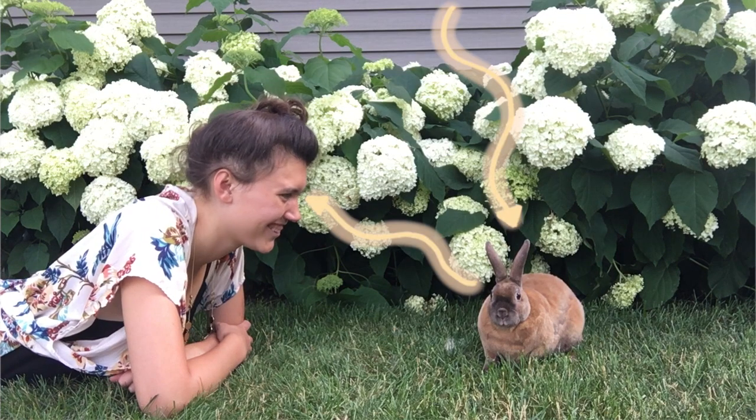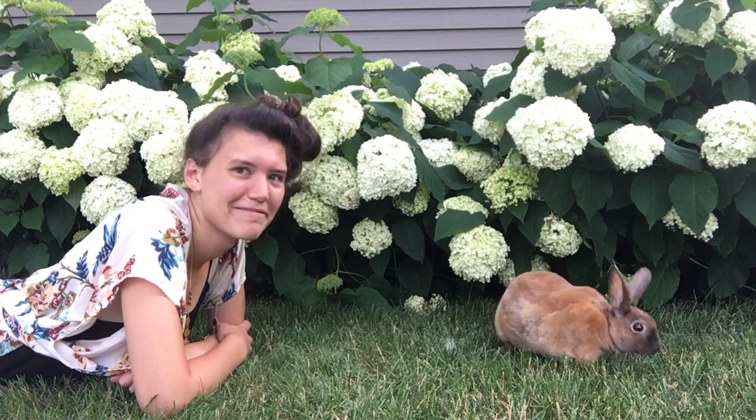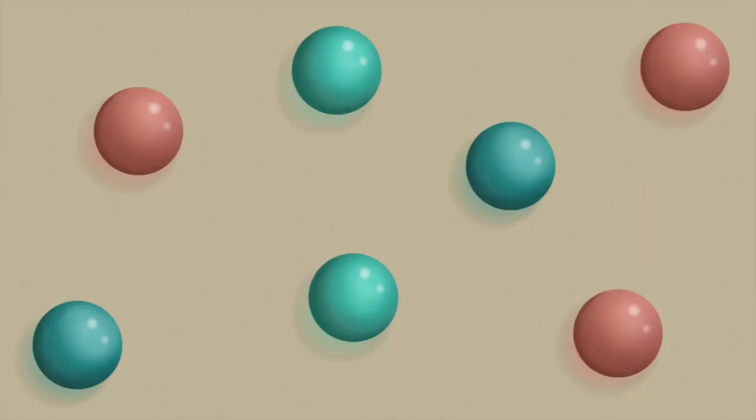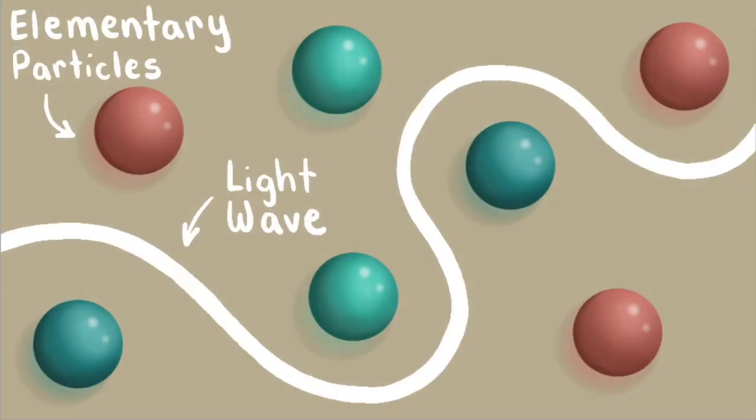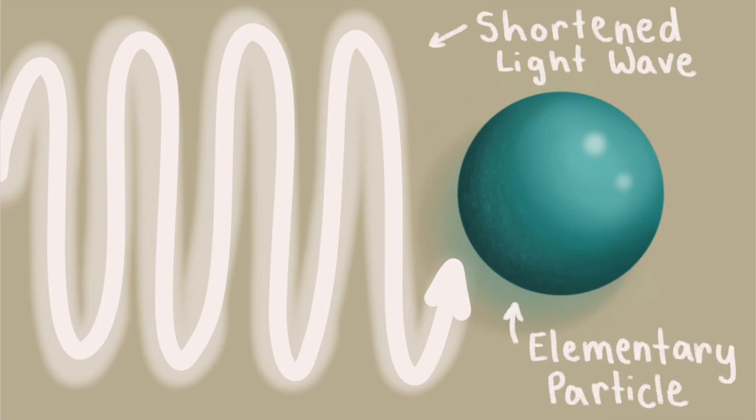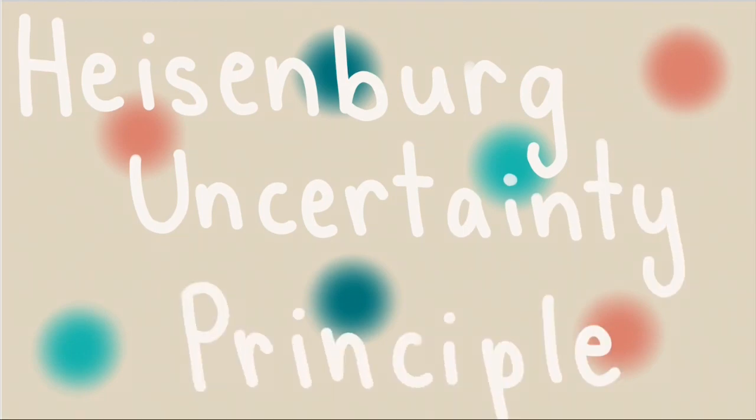To see something, light waves bounce off an object and into our eyes, where the brain creates an image. Elementary particles, however, are too small for light waves to contact. When shortened, the waves gain energy and alter the image, revealing blurry spheres. This is the Heisenberg uncertainty principle.